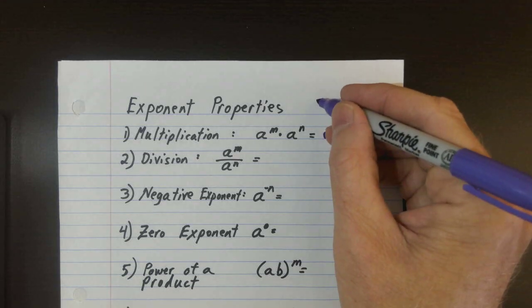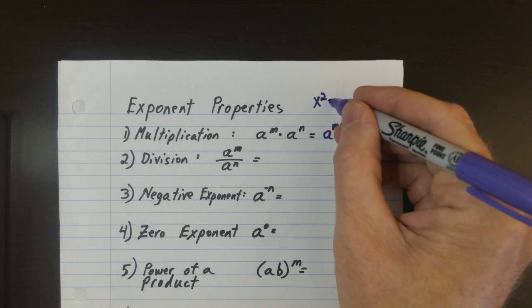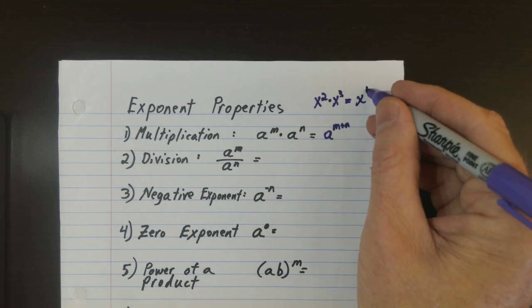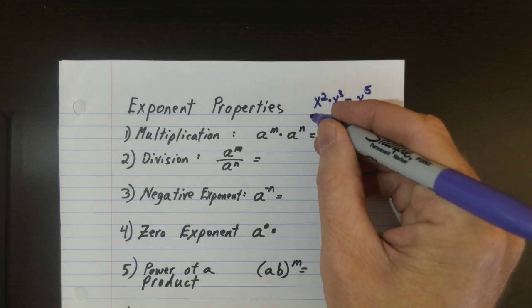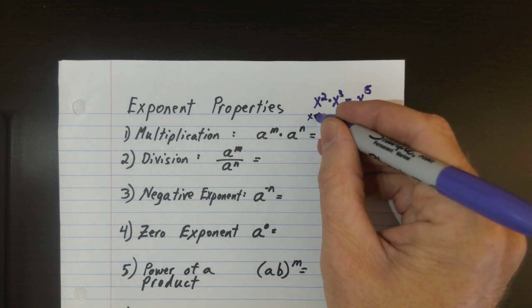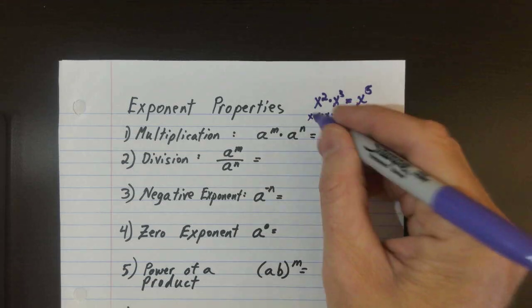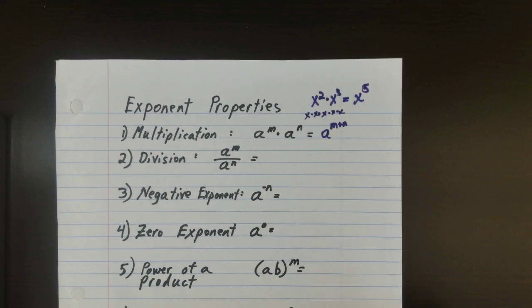So that would say, like, x squared times x to the third is x to the fifth. 2 plus 3 is 5. And if you think about that, that's x times x, and this is x times x times x. And what are you looking at? You're looking at x to the fifth power there.